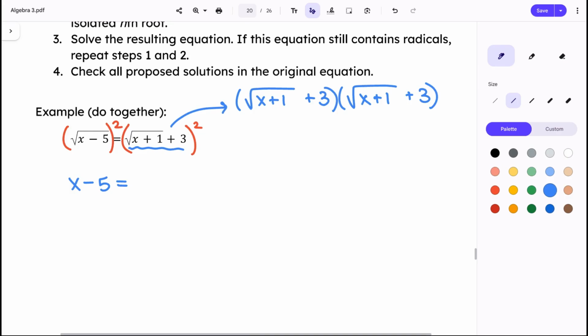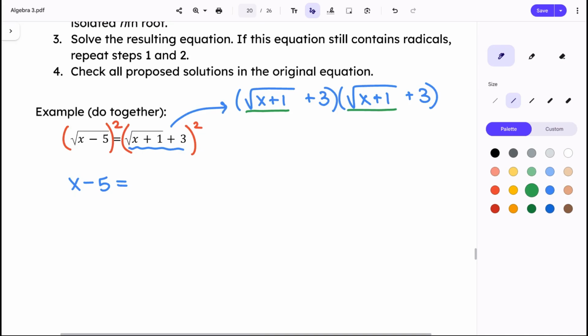And I'm going to think about what happens here if I were to FOIL these things. Now they're kind of messy because we've got a lot of radicals and we've got one regular number. So I'm going to try to go through this a little slow here so you can keep up with me. If I think about my first terms, they would be x plus 1 and x plus 1. Both of those are underneath the square root sign.